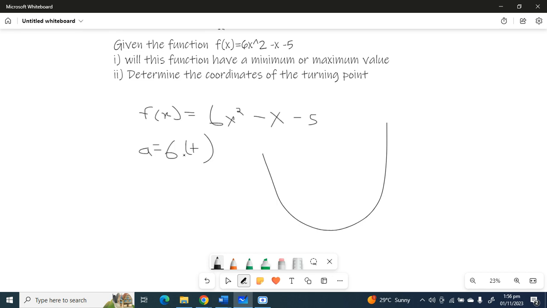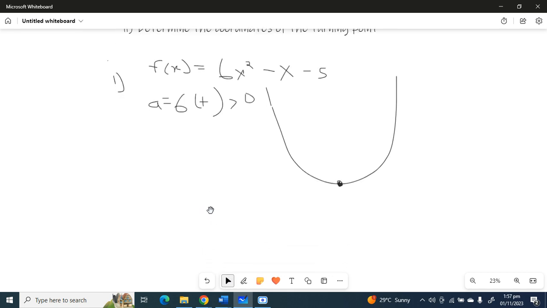Since it's positive, yes, it's positive and it's greater than 0, it's going to have the minimum value, right? So for number one, we're going to have a minimum value. Then number two, determine the x coordinates and the y coordinates.